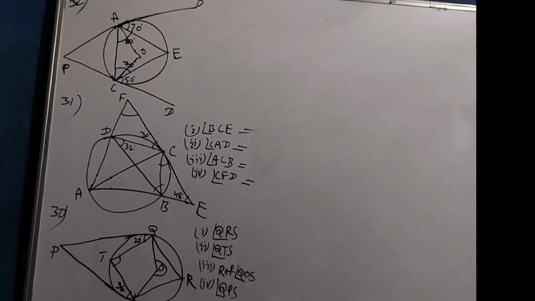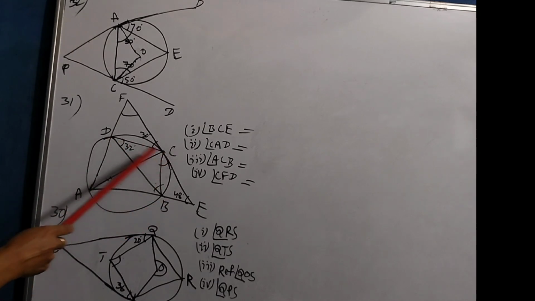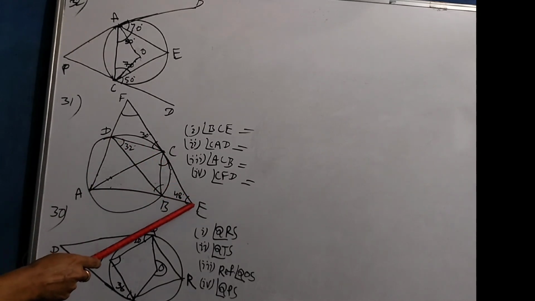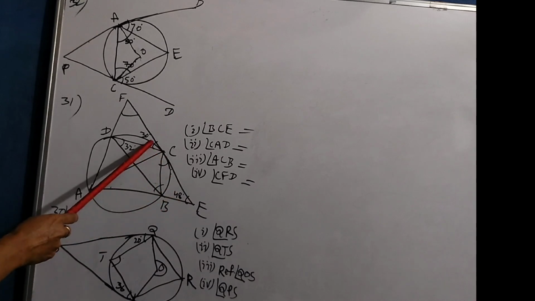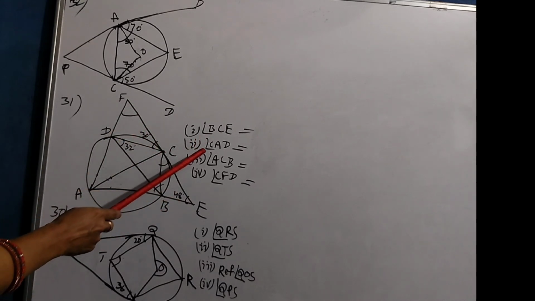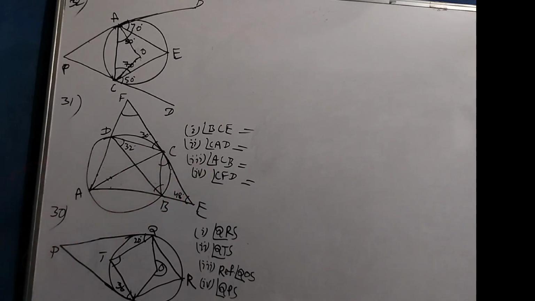Now question number 31. Here given BDC equal to 32 degrees, angle E is 48 degrees, and angle FCD is 30 degrees. You have to find BCE, CAD, ACB and CFD.